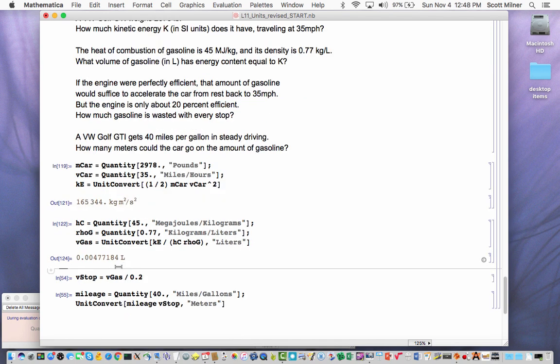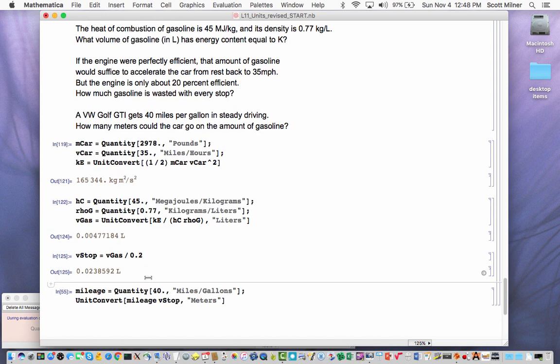If we ask how much gas we wasted because we stopped, then it's 5 times as much as this, because the efficiency of the engine is only 0.2. So the volume per stop of gasoline that we need to accelerate back up again is this volume of gas divided by 0.2, or in other words times 5, because it's only 20% efficient. And so that's this quantity here.